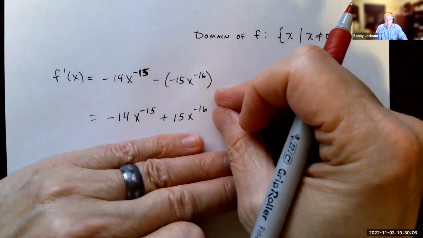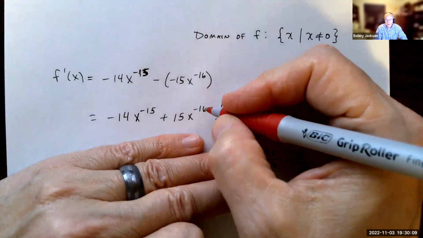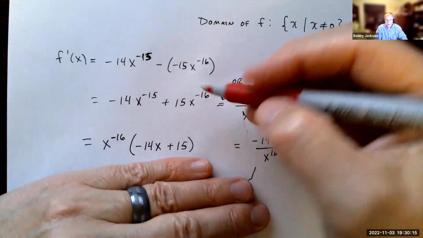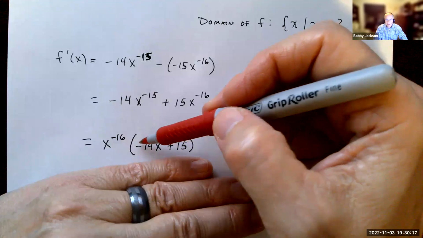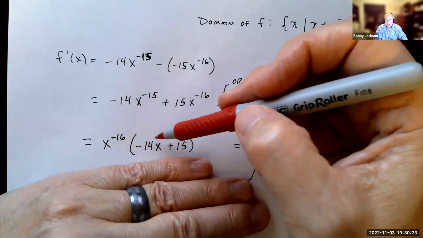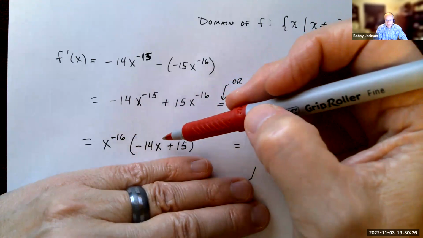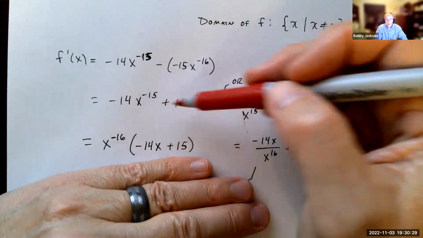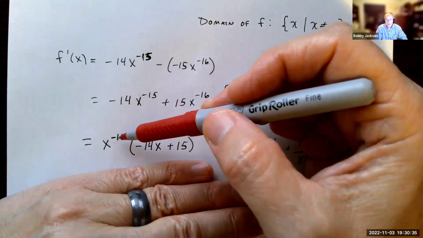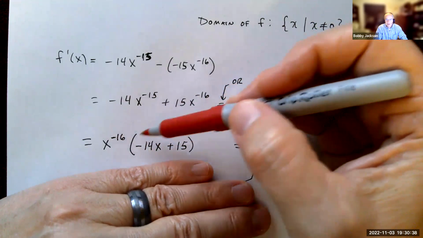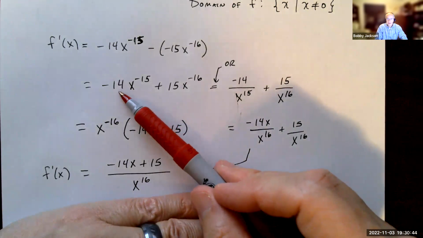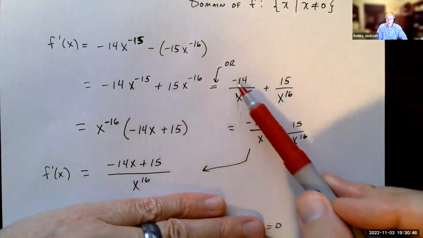So one way I've been fairly consistent in doing it is to factor. I can factor out x to what power? The smaller power, negative 16. So if I factor out x to the negative 16, what am I left with? Negative 14. And this will just be x, because when I multiply these x's, the exponents I'm going to add, negative 16 plus 1 gives me negative 15. And of course, here I'm just left with 15 since I've factored out x to the negative 16. So x to the negative 16, remember, is 1 divided by x to the 16th times this, and we get this as our derivative.